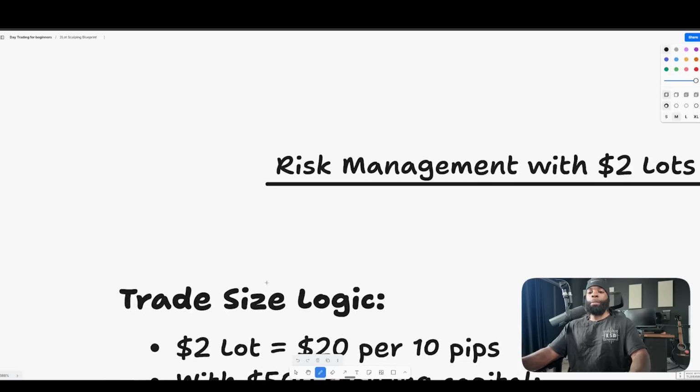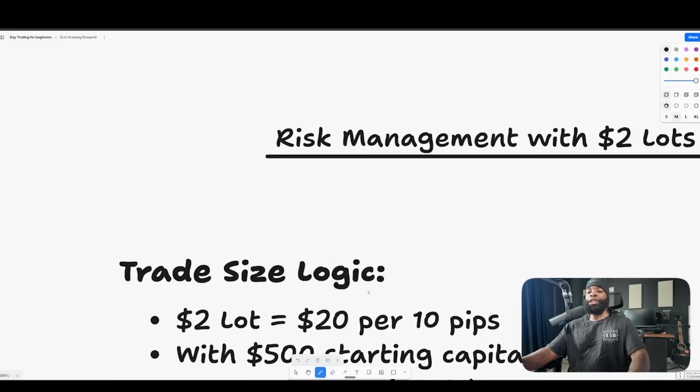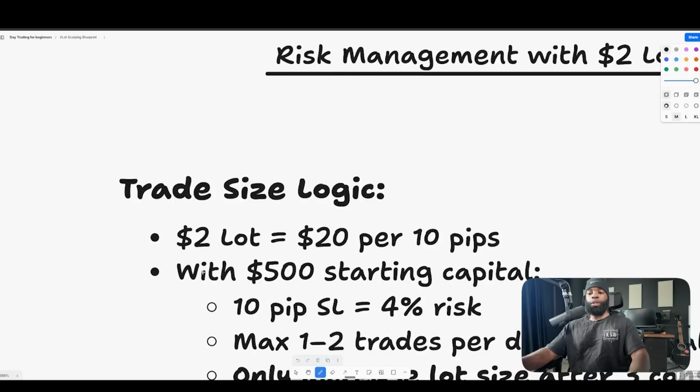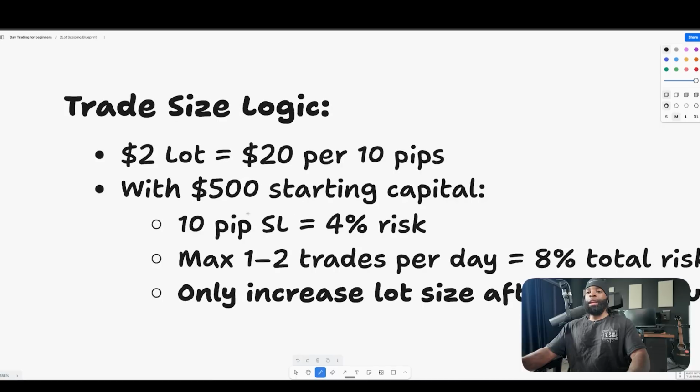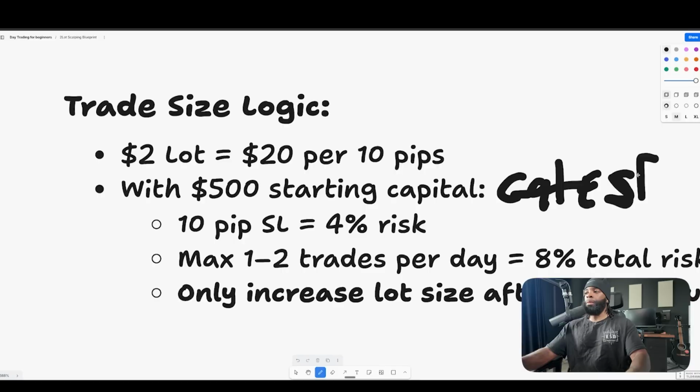Now let's go ahead and talk about the logic behind the trade size. So the whole psychology is $2 a lot equals $20 per 10 pips. Essentially, with a $500 starting capital, let's say obviously you go with GatesFX, this gives you a lot more leeway to trade with. They use Tradelocker, and the reason why I'm considering GatesFX is because they have a risk calculator where you can say I only want to risk 4%. So as you see right here, we're only risking 4%. You can do that with GatesFX.